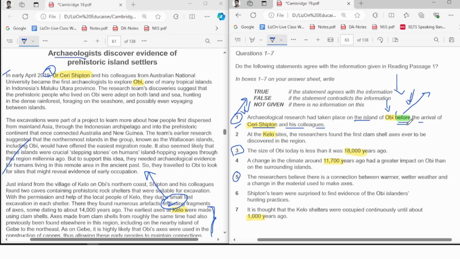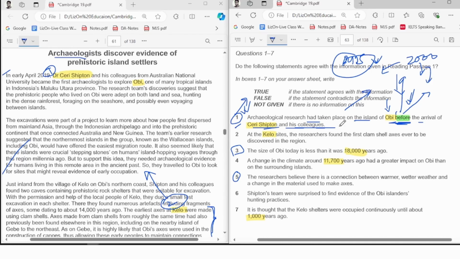So if we find that information, yes, the archaeological research took place on the island before Shimton and his colleagues came, it's true. Per se, say Shimton and colleagues were there in 2000. If the archaeological research happened in 1995, it's true, right? But if the archaeological research happened in 2000 or after that, then it will become false. Got it? So let's go and find it here.